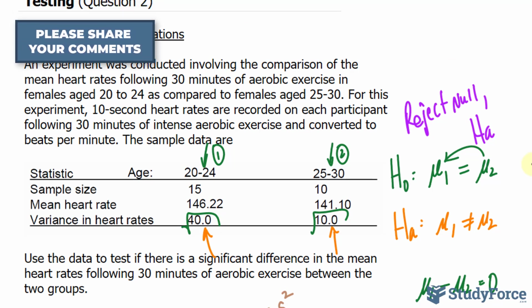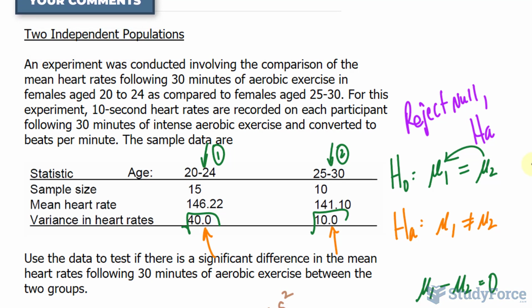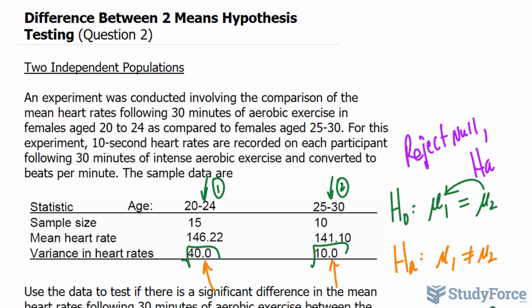Obviously, the age difference creates a difference in the data collected, and so we can say that there's sufficient evidence at the 0.05 significance level to conclude a significant difference in the mean heart rates between the two groups. That's the answer to question number 2. Make sure you watch question 3 for another example that's a little more involved, and we hope to see you soon.